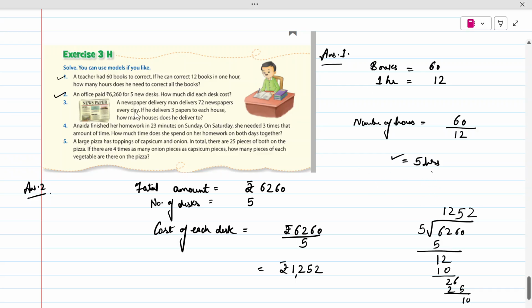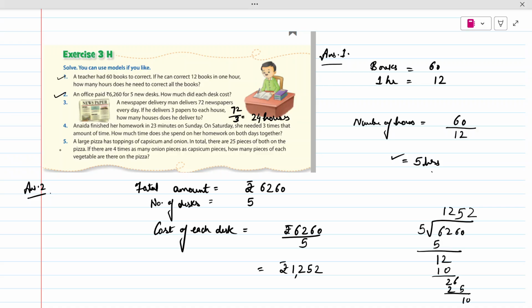Next is, a newspaper man delivers 72 newspapers every day. If he delivers 3 papers to each house, how many houses does he deliver to? Again, this is very easy. The total number of newspapers is 72, and he is delivering 3 papers to each house. So how many houses will be there? It is 72 divided by 3. Simple division, 3 into 2 is 6, 3 into 4 is 12. So we have 24 houses he has to deliver to.